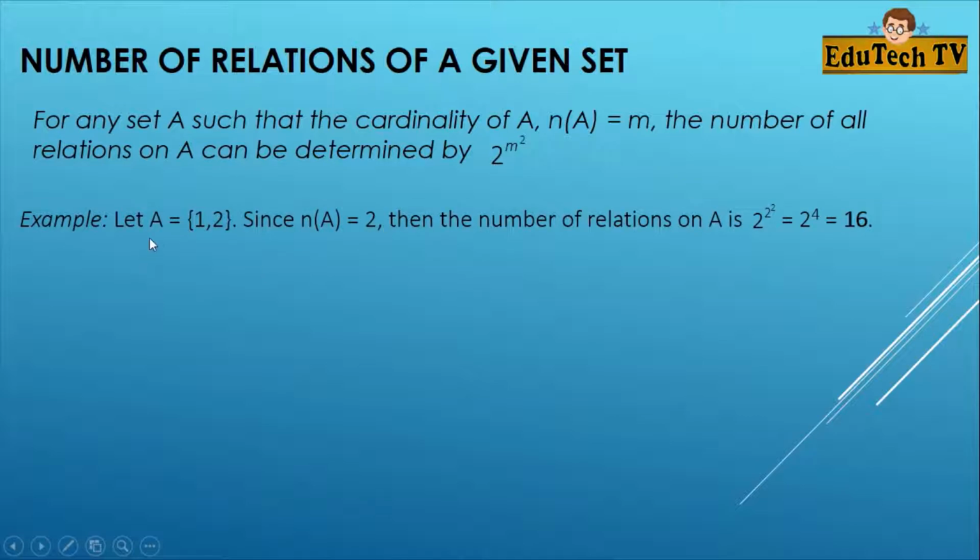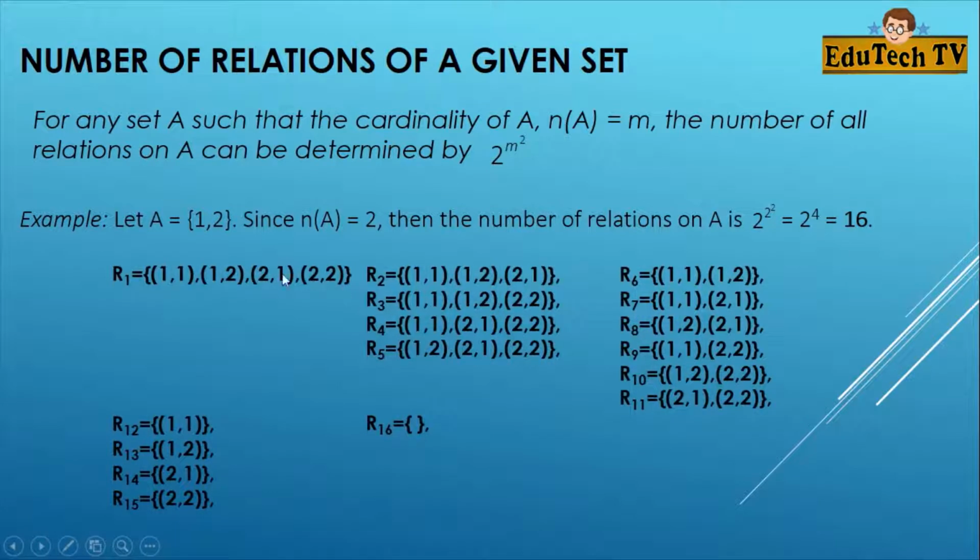Now, for example, let A equal the set which has the elements 1 and 2. Since this set has two elements, the cardinality is 2. Therefore, the number of relations on set A is equal to 2 raised to 2, which is the M, the cardinality, raised to 2. Then evaluate this first. 2 raised to 2, of course, is 4. Then 2 raised to 4 equals 16.